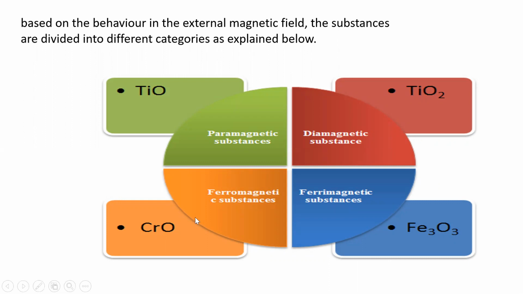CrO2 is a ferromagnetic substance. It is a special type of magnetic substance, like FeO. And Fe3O4 is a ferrimagnetic substance. So on the whole, magnetic substances can be classified into four categories: paramagnetic, diamagnetic, ferromagnetic, and ferrimagnetic, of which paramagnetic and diamagnetic are important. Paramagnetic substances contain unpaired electrons and are colored. Diamagnetic substances do not contain unpaired electrons, hence they are colorless.